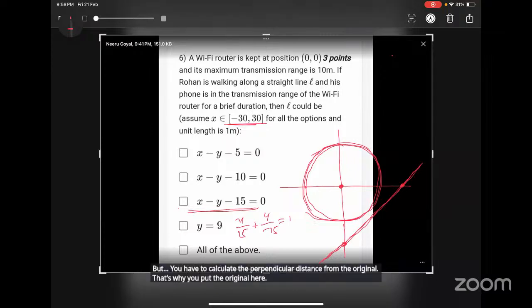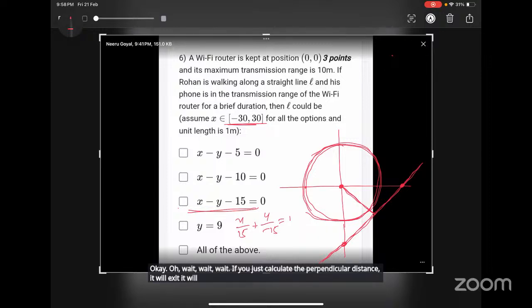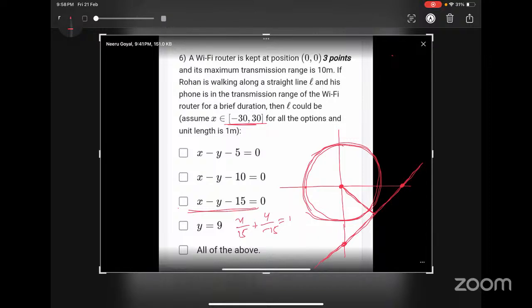What is the formula here? Sir, just wait. If you calculate the perpendicular distance, it will clearly exceed 10, right? You are getting 15 by root 2, which might be less than 10 or greater. If not, then you are getting something wrong, maybe. Okay, ma'am. Except option 3, all will be in the range, right?